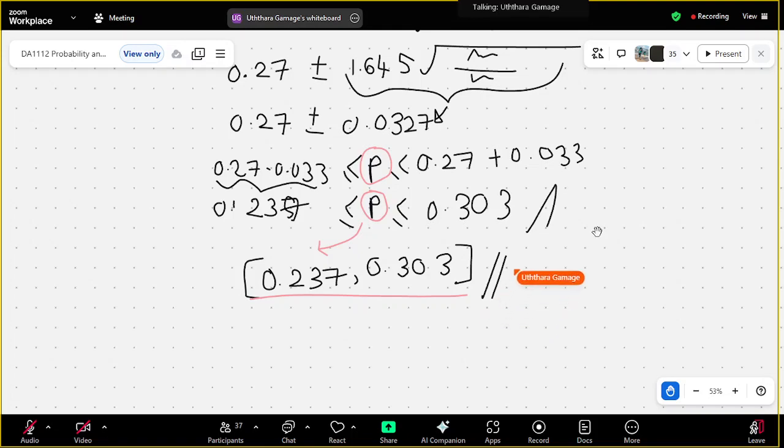Yeah, very good. The telephone company can be 90% confident that the true population proportion of all households that would purchase an additional line at reduced cost is between, we can write it as percentages for the interpretation, 23.7% and 30.3%, right? Good. So that's question number 9.